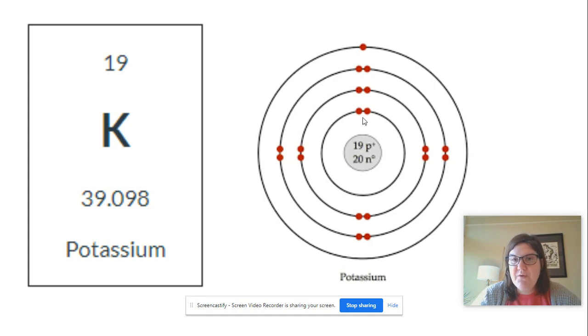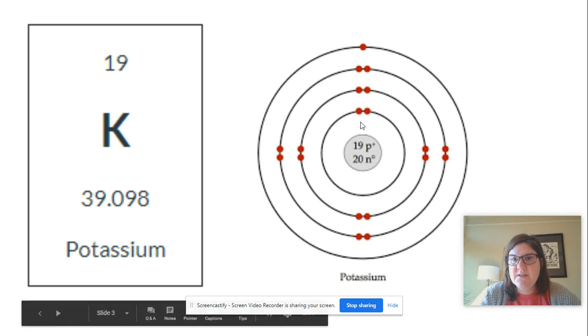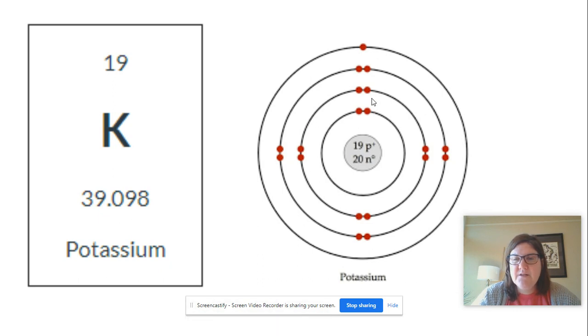So 2 on the first ring, 8 on the second, so 2, there's 10 right here, so 10 and 12, 14, 16, 18, 19, right? There we go. Surprise, surprise. All right, so that is kind of making that connection between the model and the table.